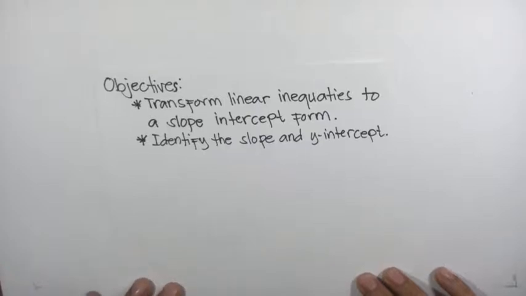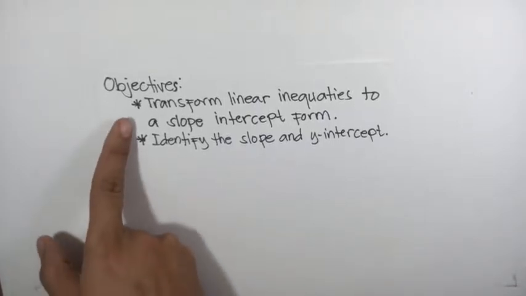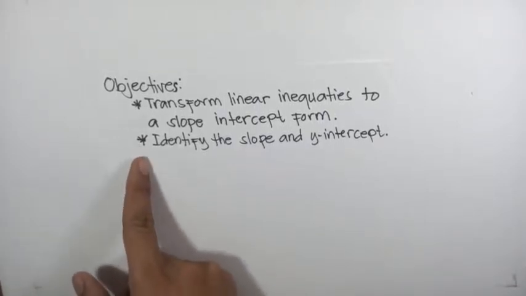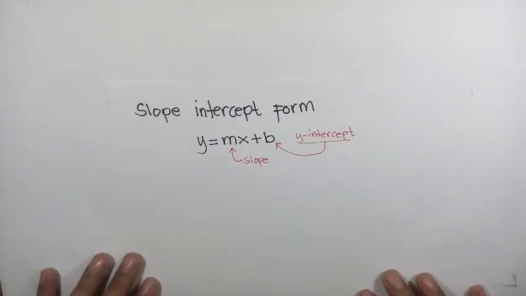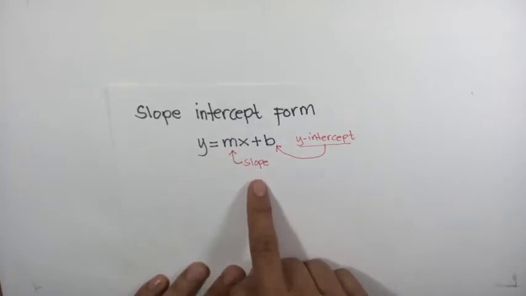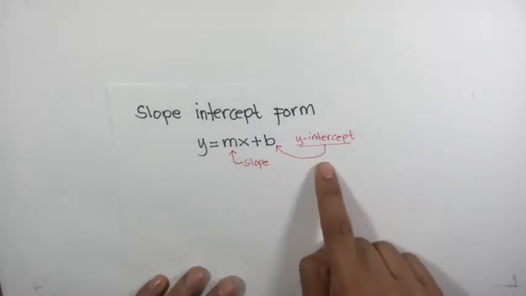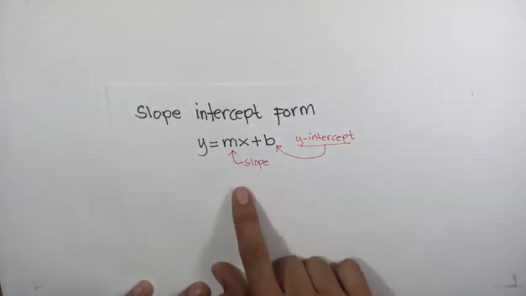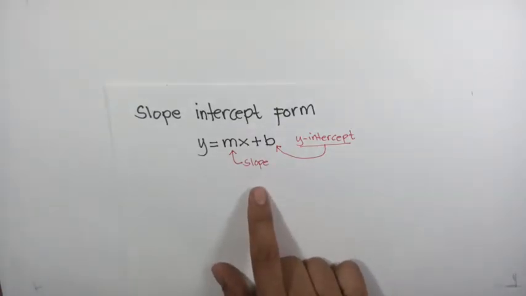We have two objectives today. First is to transform linear inequalities to a slope-intercept form, and second is to identify the slope and y-intercept. Okay? Now, to begin with, let's try to recall our slope-intercept form. The slope-intercept form is y equals mx plus b, where m is the slope and b is the y-intercept. Okay, you need to memorize this.